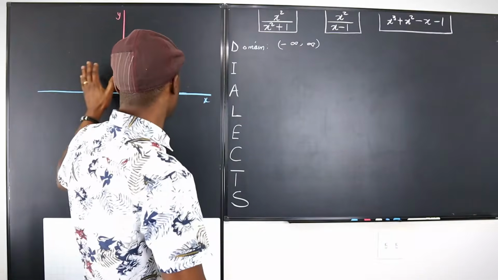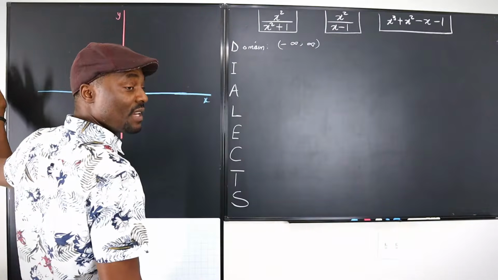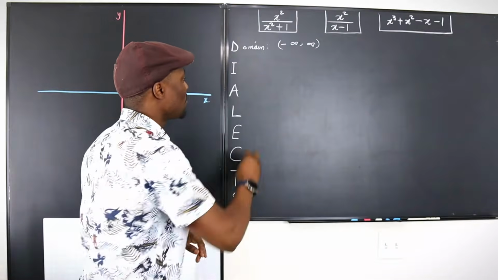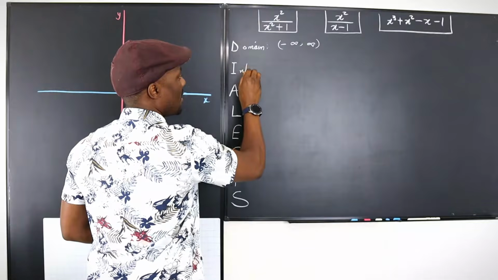So it means when you plot the graph, your graph is going to go all the way from the left to all the way on the right. So that's the first thing. Now the next one will be the intercepts.